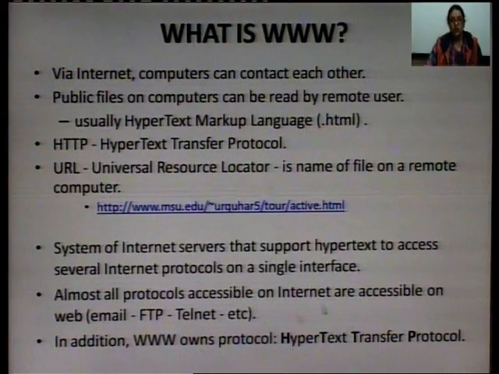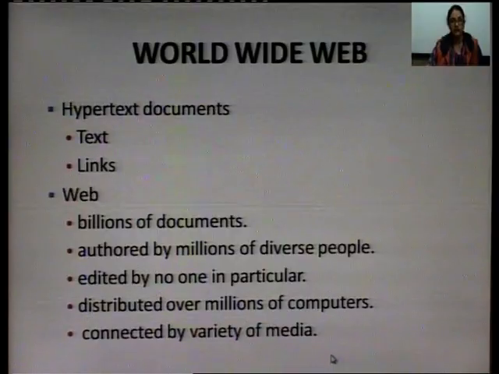The system of internet servers that support hypertext to access several internet protocols on a single interface is WWW. Almost all protocols accessible on the internet are accessible on the web. Maybe it is the email protocol, that is SMTP, it can be FTP, that is file transfer protocol, it can be the telnet protocol. In addition, WWW owns a protocol, that is HTTP, which is Hypertext Transfer Protocol.